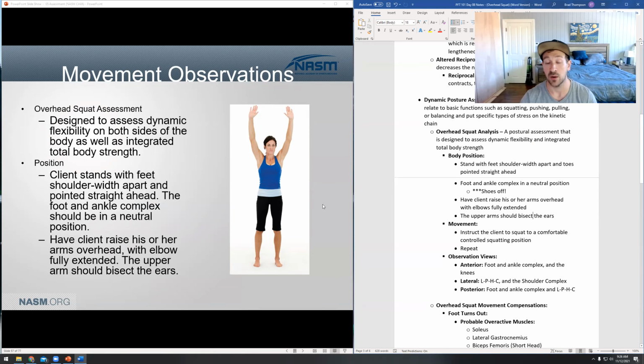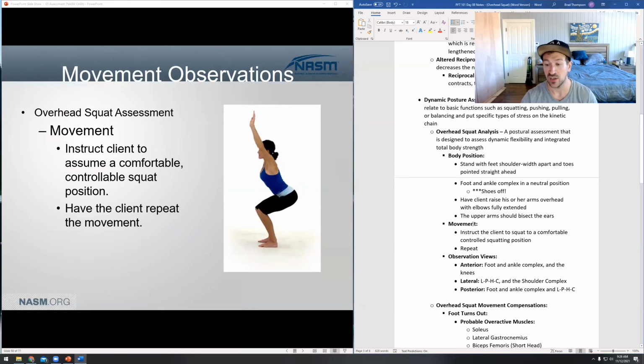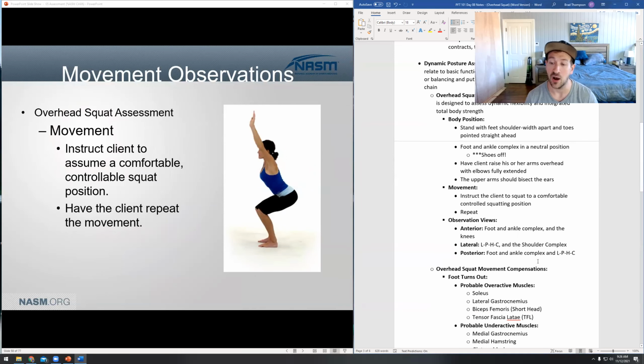And then your upper arm should be in line with your ears. They should bisect your ears. So you can see she's got a really good alignment there. And then you're going to instruct your client to squat to a comfortable, controlled position. They do not have to break parallel. We just want to see them squat down naturally. And then you're going to have them repeat that movement anywhere from 3 to 5 times.